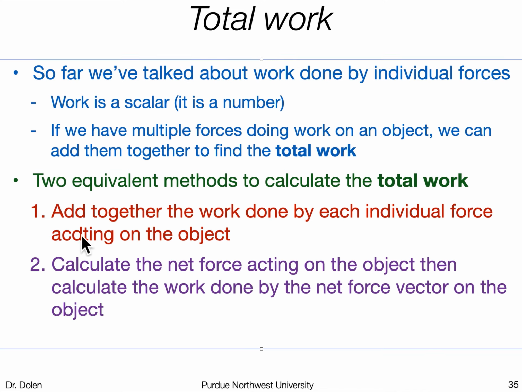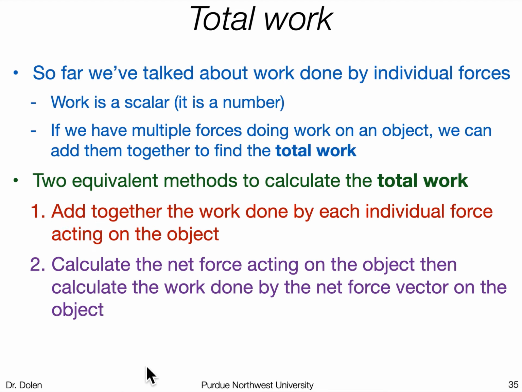Sorry about our spelling issue here. We can add together the work done by each individual force acting on the object. As I just said, you could add together the work done by the dog on the skateboarder, to the work done by friction on the skateboarder, to the work done by gravity on the skateboarder, to the work done by the normal force on the skateboarder. Add together all those works, and we get our total work.